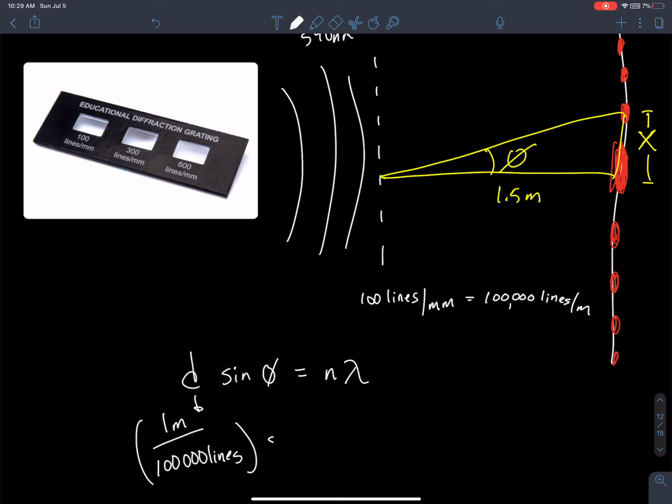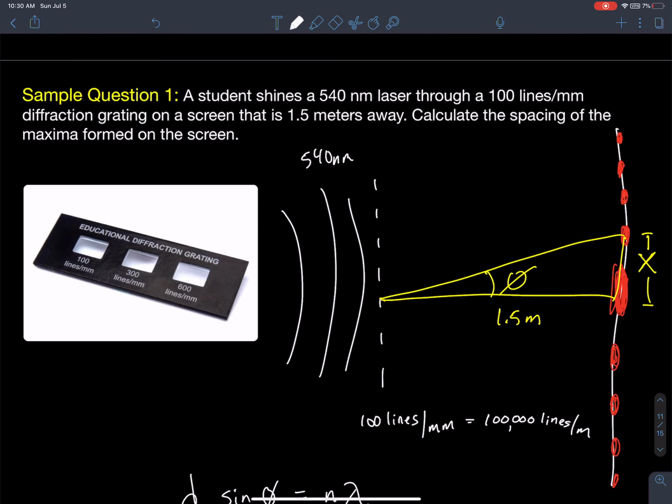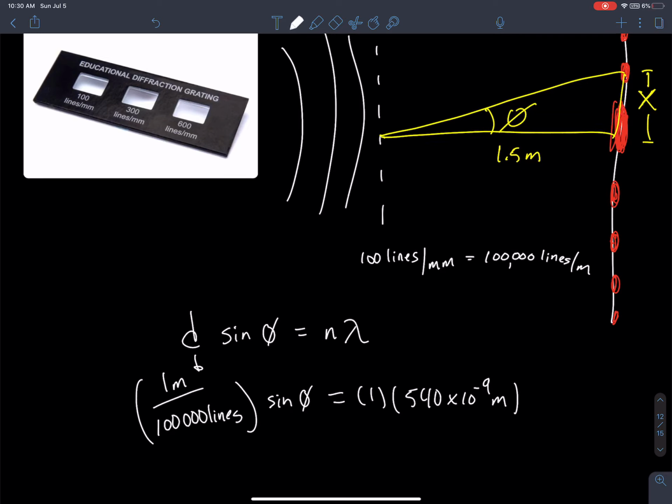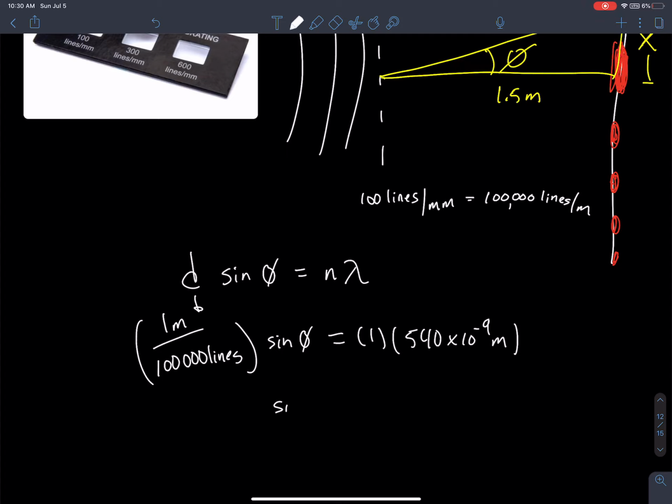Then we have sine theta. n, since that's the first order maxima, is going to be 1. And the wavelength of my laser is 540 nanometers, so 540 times 10 to the minus 9 meters. By rearranging all of that, sine theta is going to be equal to 540 times 10 to the minus 9 meters divided by 1 meter over 100,000. And that should give me an angle.